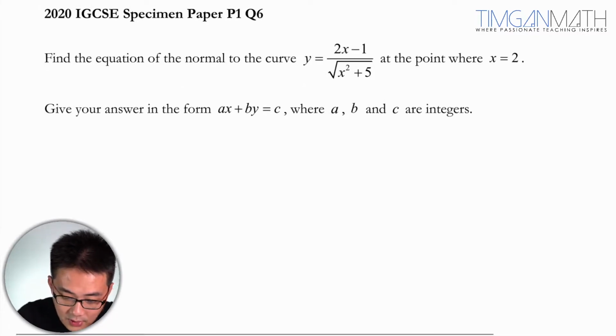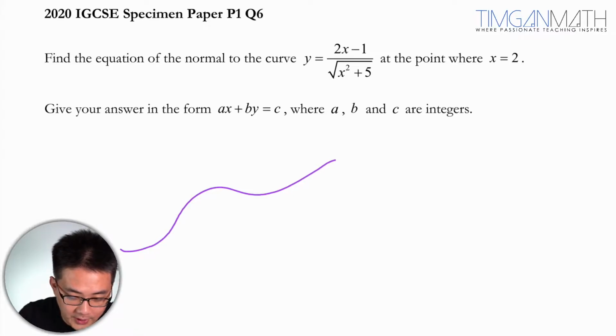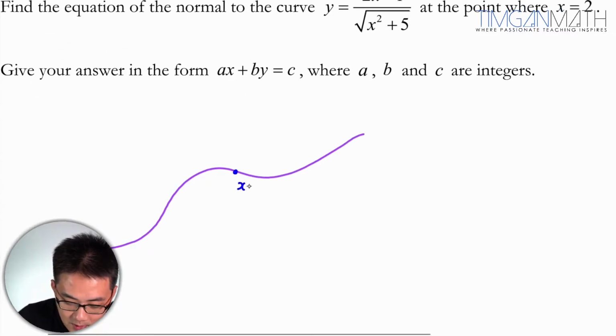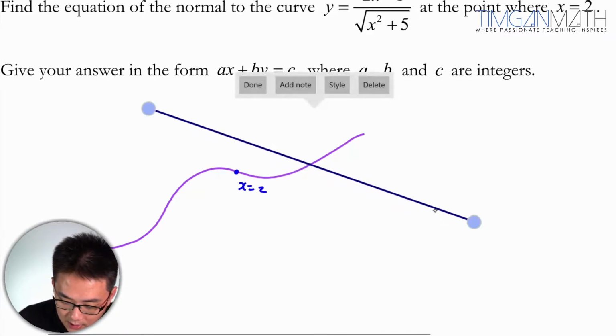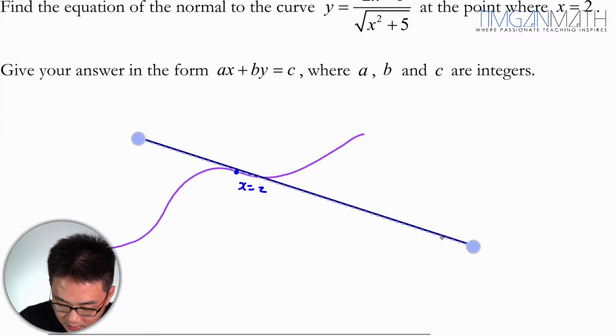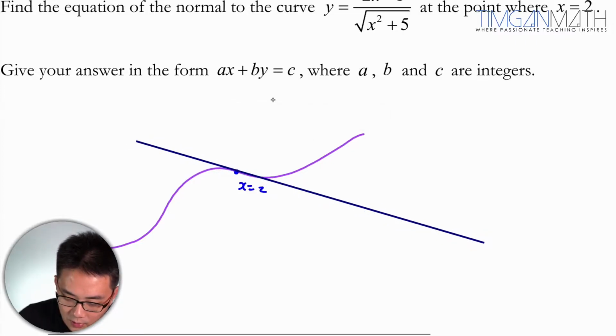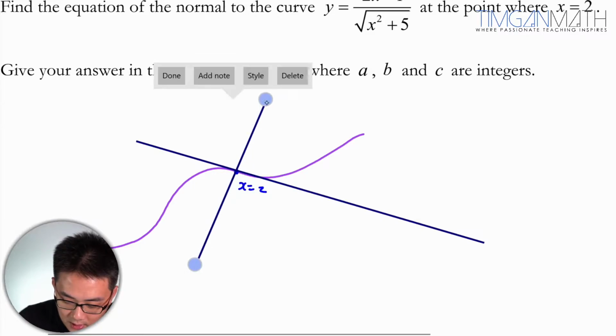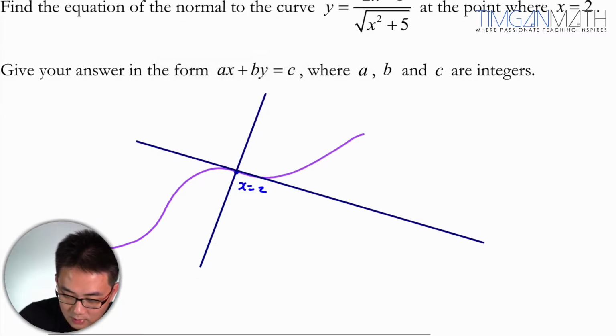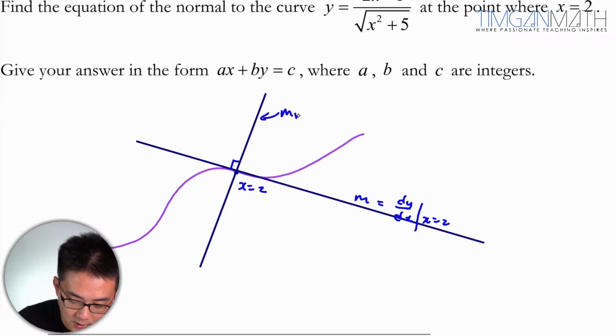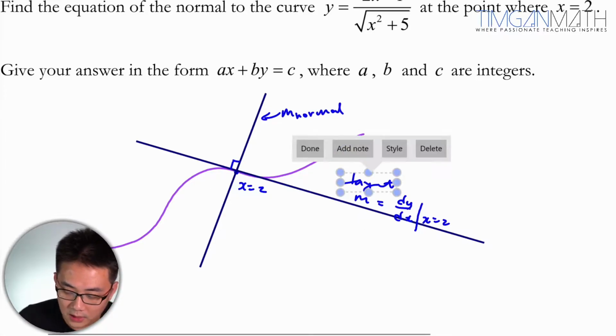The first thing is, let's try and understand what's going on. Say you have a given curve here. I'm not sure where x equals 2, this is just for illustration. So x equals 2 is here. Now we know that this line would be the tangent, roughly this, touching at the point. Now the question is, how do you find the gradient of the normal? This is roughly the normal here. This is m tangent, which will be equal to dy/dx when x is equal to 2.